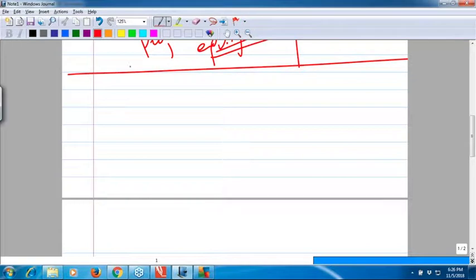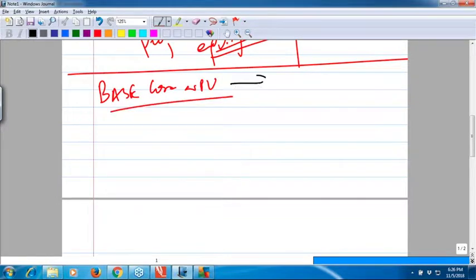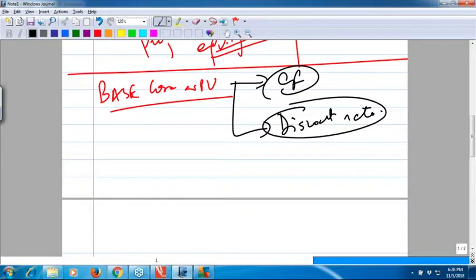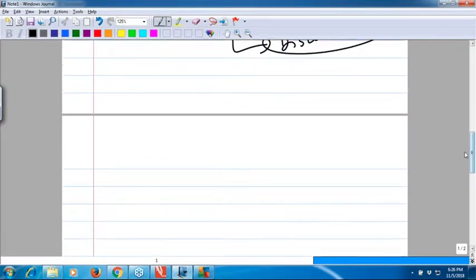In this scenario, if we need to calculate the base case NPV, there are two elements to the calculation. One of them is the cash flows. The other one is the discount rate. That means we will get marks for the calculation of cash flows and marks for the calculation of the discount rate.